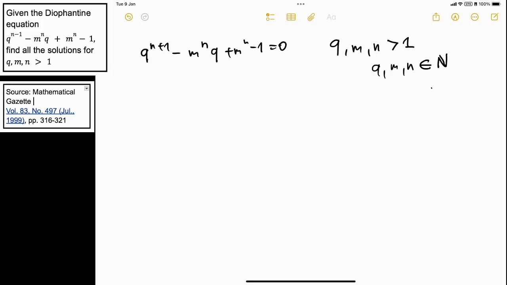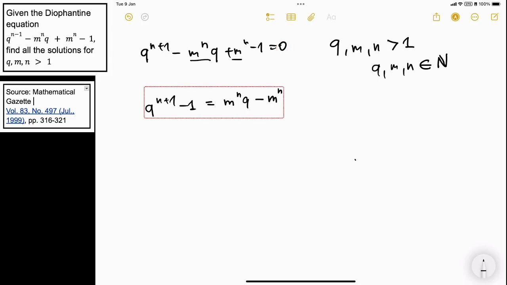All right, let's rewrite this to maybe try to simplify it in some way. q^(n+1) minus 1. Those have the same powers, so we will write it like this: m^n q minus m^n, which will give us this.